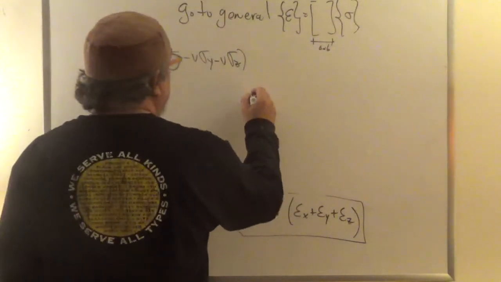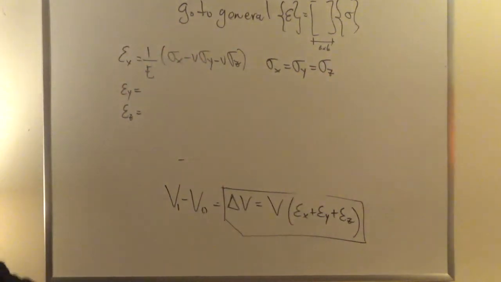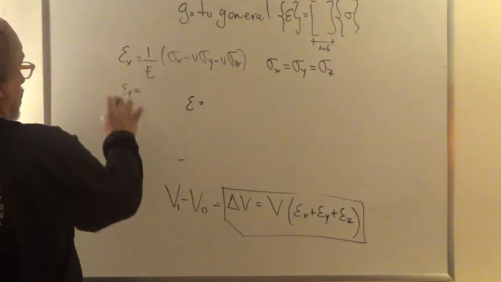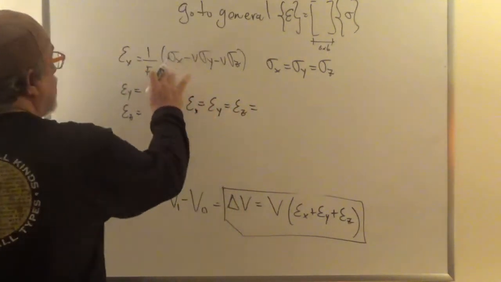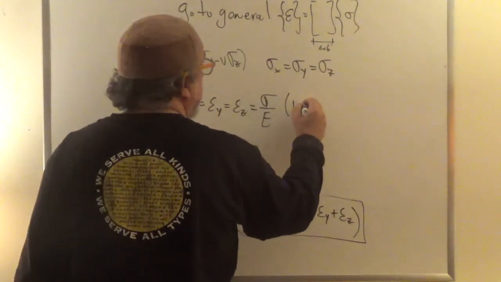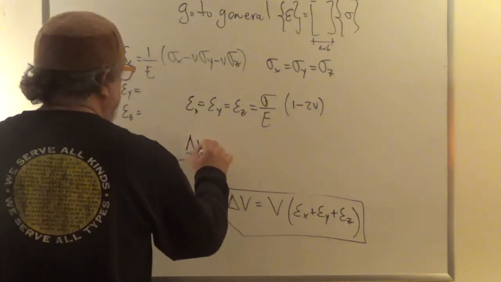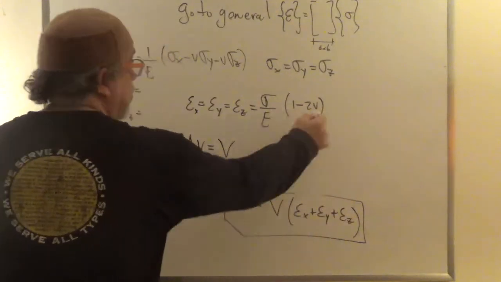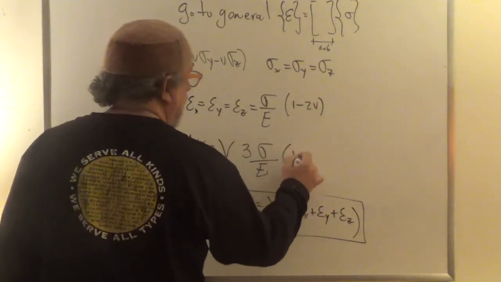Now, consider the case where sigma x is equal to sigma y is equal to sigma z. That is, assume an isotropic state of stress, or a uniform state of stress all over, right? In this particular case, epsilon x would be equal to epsilon y, would be equal to epsilon z, and would be equal to what? To 1 over E, sigma is a common factor, of 1 minus 2 nu, right? So this would all be the same, and if we substitute here, in that particular case the change in the volume is the volume times 3 times this, which would be 3 times sigma over E times 1 minus 2 nu, right?